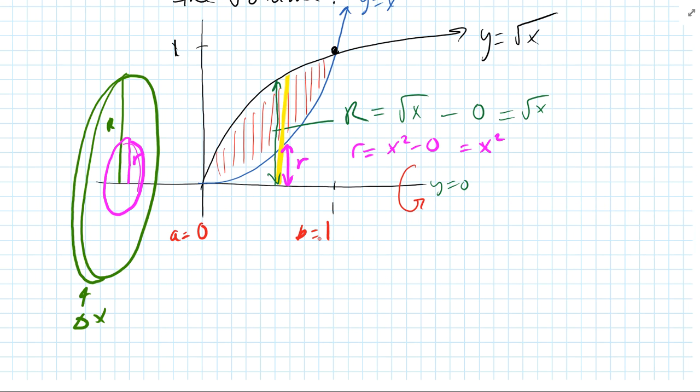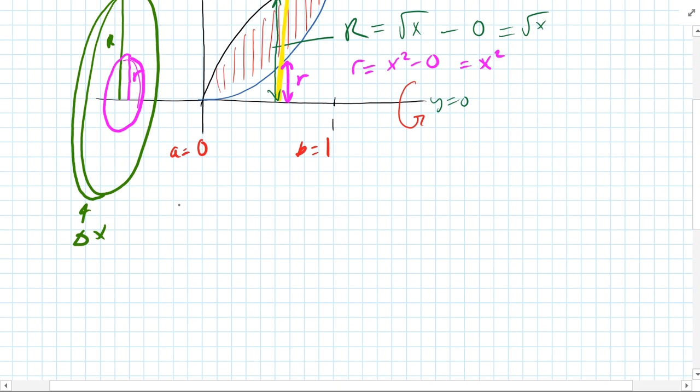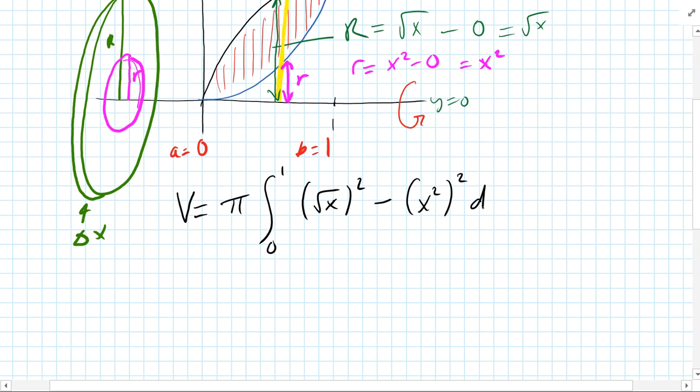Evil laugh. All right, can we write the equation now for a volume? Volume is equal to pi, integral from what to what? 0 to 1 of, what was my outer radius? Square root of x, squared. What was my inner radius? X squared, dx. Do you see that this is two different problems?